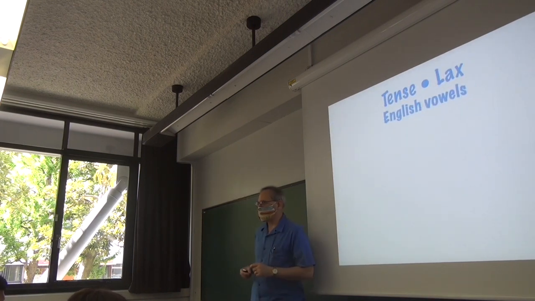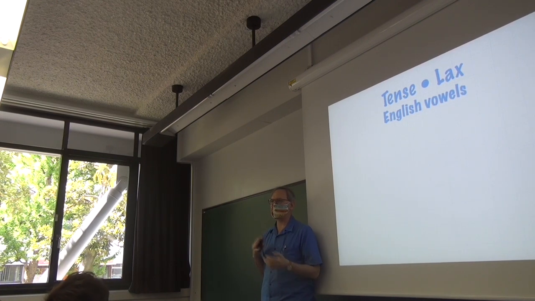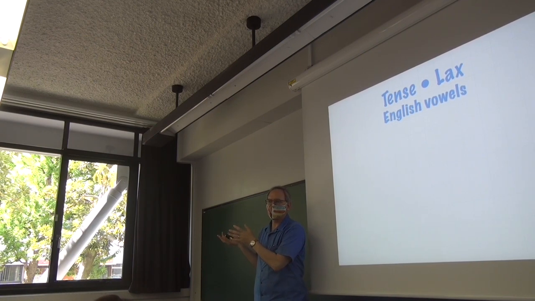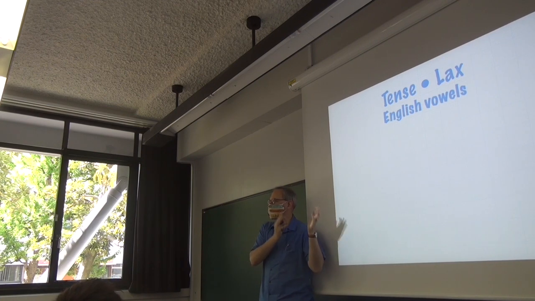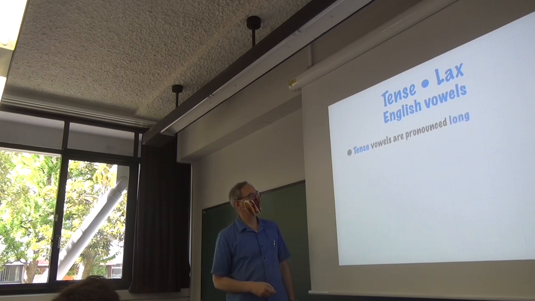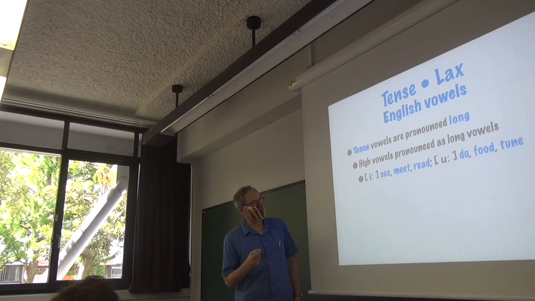All right, so I thought I'd do one little exercise. We've seen the contrast between tense and lax vowels that occurs among the high front vowels, E, I, the high back vowels, U, the mid front vowels, A, E, and the mid back vowels, O. We've seen that tense vowels are pronounced long.